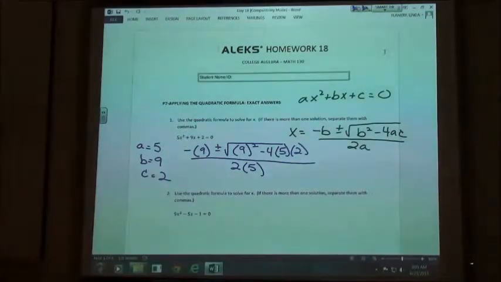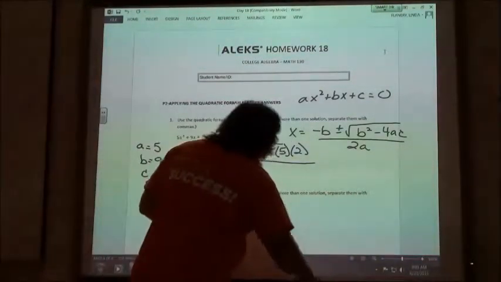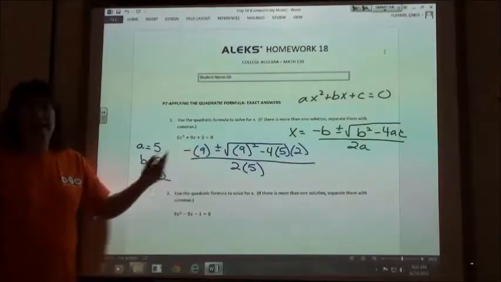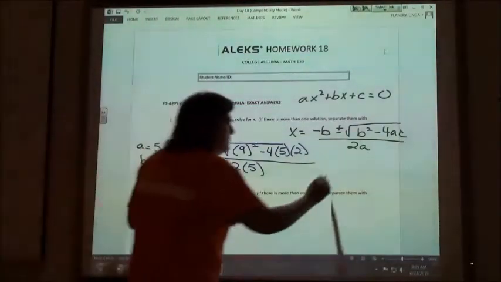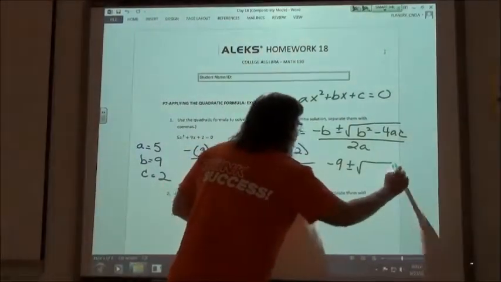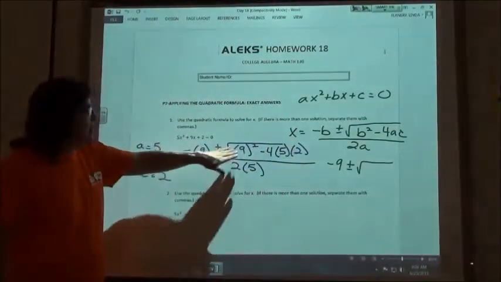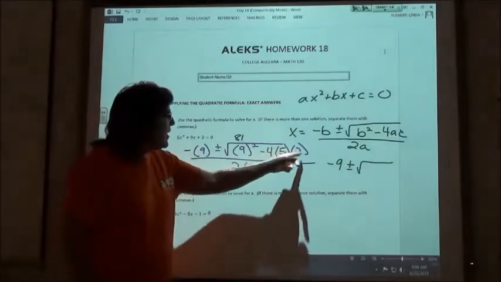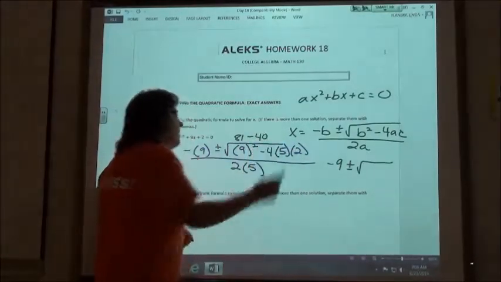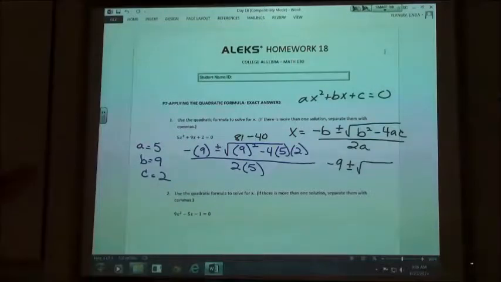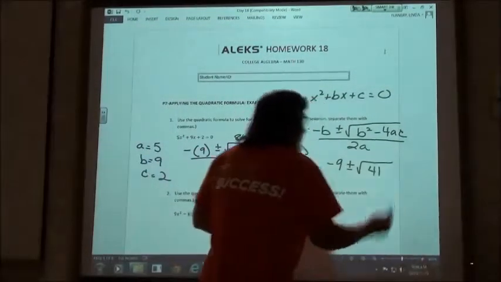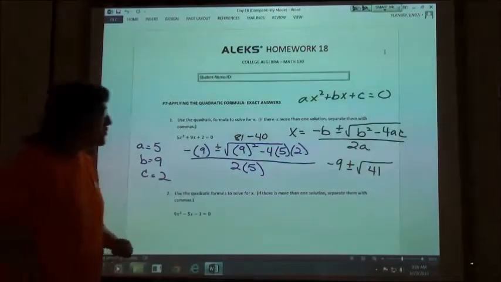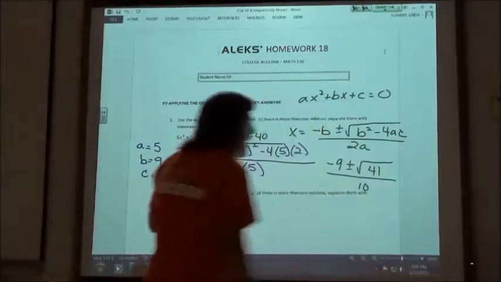So anytime I substitute in for a variable, I put it in parentheses just to separate it from all the other stuff that's in there, and then I can go ahead and simplify from there. So here, if I just have minus my 9, obviously that's going to be negative 9. Plus or minus, I've got to simplify all of this mess. 9 squared, 9 times 9 would be 81. Minus 4 times 5 times 2 looks like negative 40. I multiplied that right. 81 minus 40 then gives me 41. And then on the bottom we have 2 times 5, which is 10.